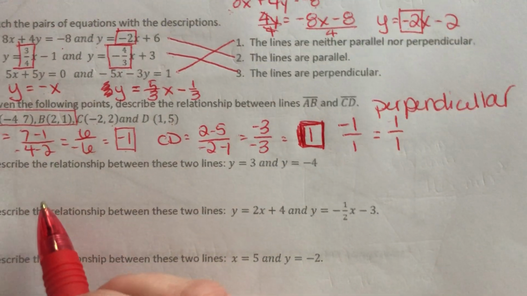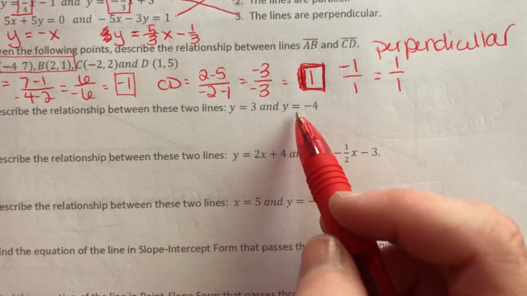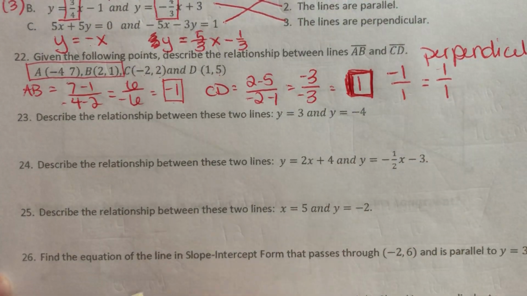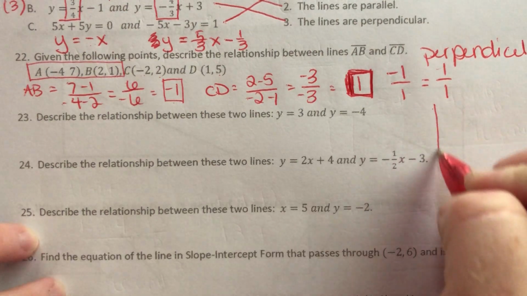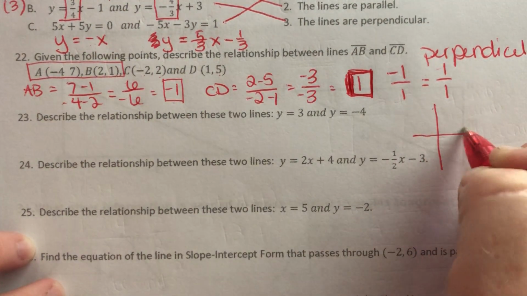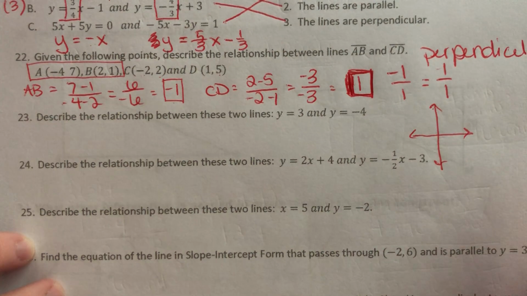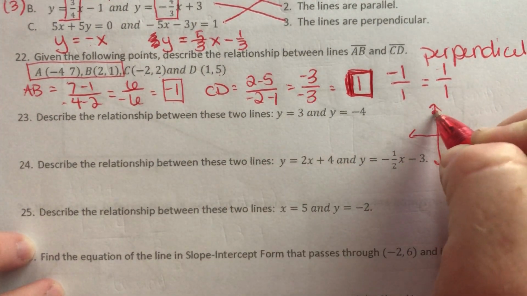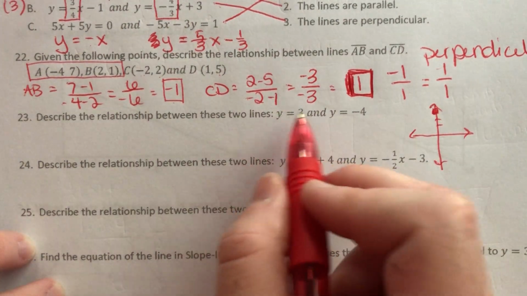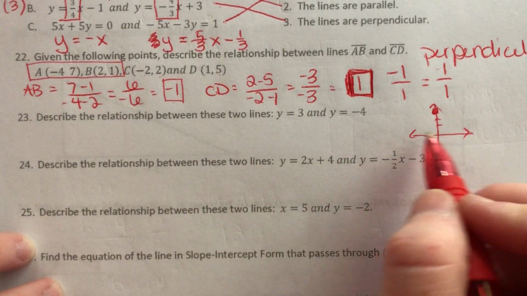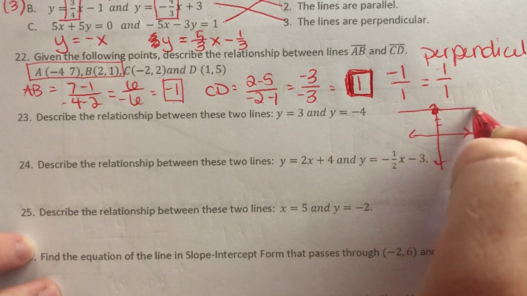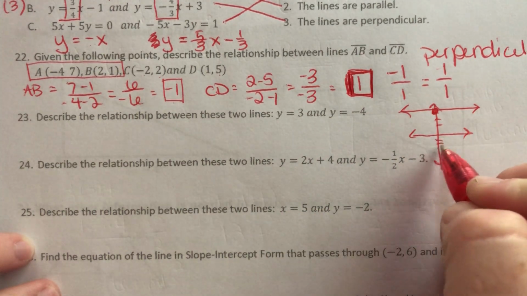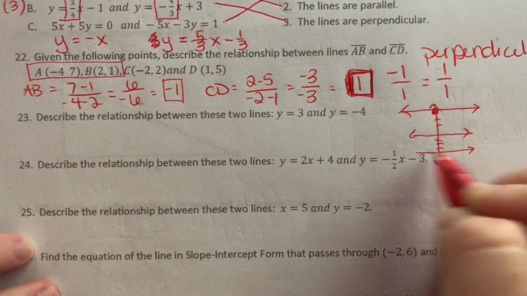All right, number 23, describe the relationship between the two lines y equals 3 and y equals negative 4. Okay, well, if we were to graph a y equals problem on your y-axis, let's say this is the x-axis, right? On the y-axis, you would just find that number. Y equals 3, I'd go up 1, 2, 3, put a dot. There is no x in this equation, which means I'm never going to cross the x-axis. So a y equals a number is always a horizontal line. This is also y equals a number, 1, 2, 3, 4. So I'm going to go down like this.